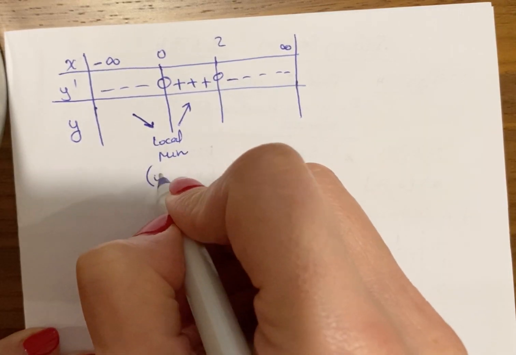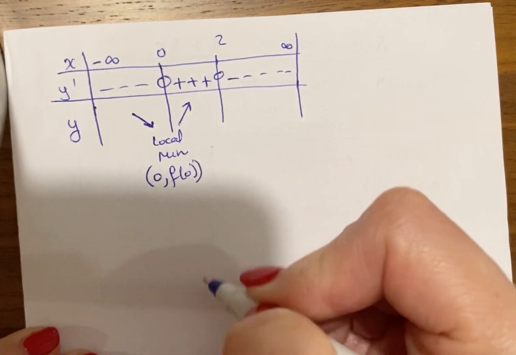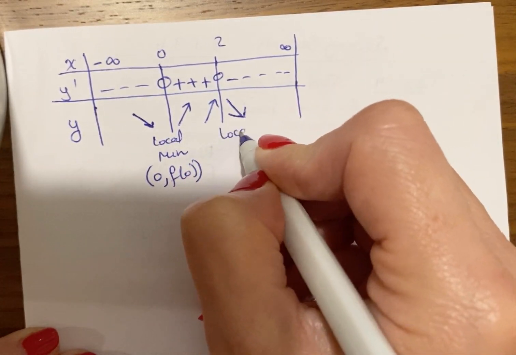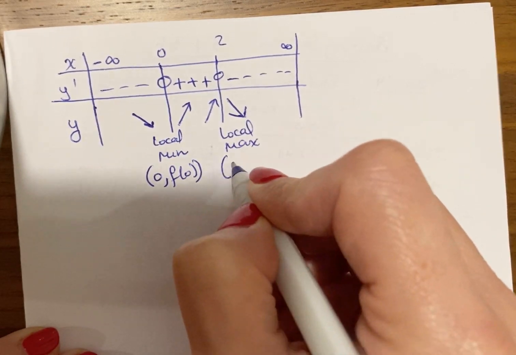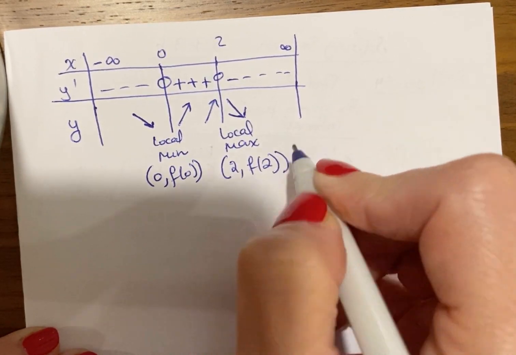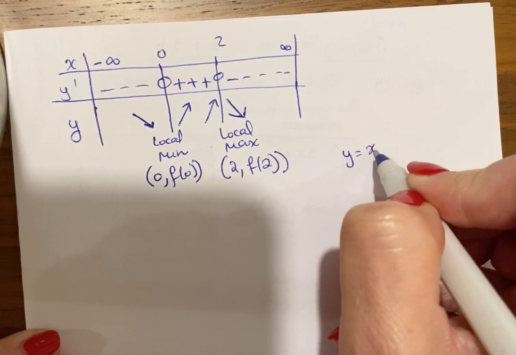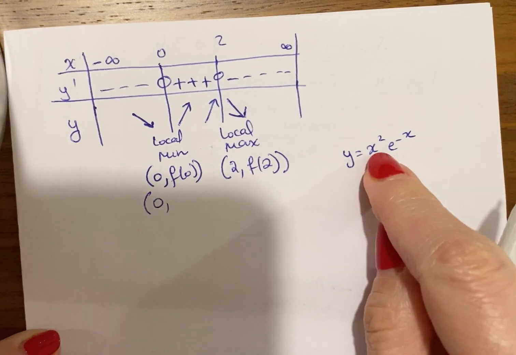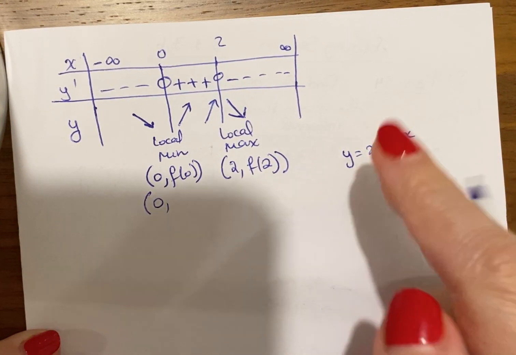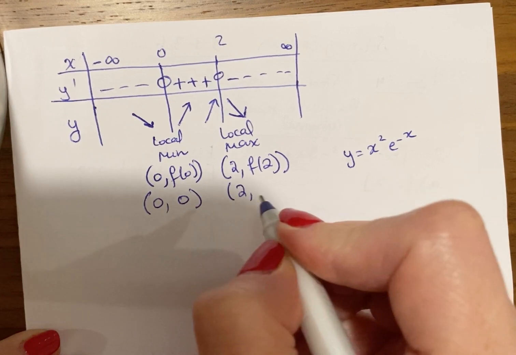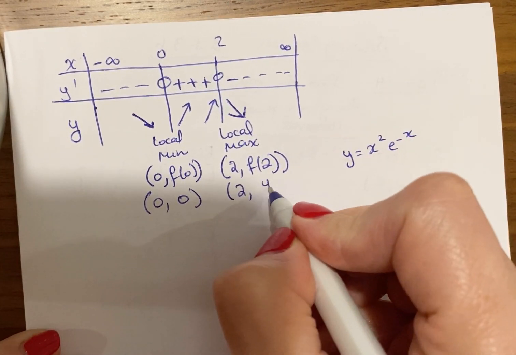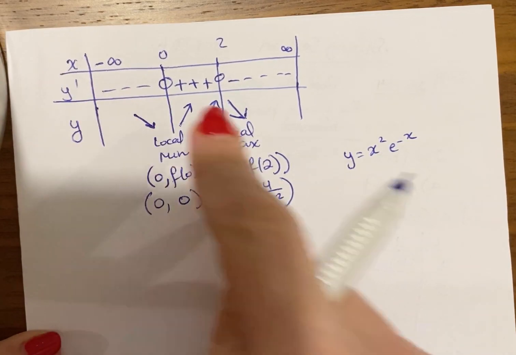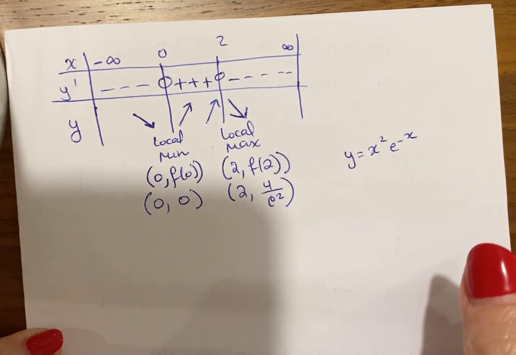What is that local minimum? It has x equals 0 and y equals f of 0. Here it was increasing, it stopped, it started to decrease. What do we have? We have a local maximum at 2, f of 2. What is the function f of x? It's x squared e to the minus x. So that's why it is 0: 0 times e to the power 0, which is 1, so we get a 0. Here at 2, 4 e to the power minus 2, so 4 over e squared. Those are our local extreme values of the function y equals x squared e to the minus x.